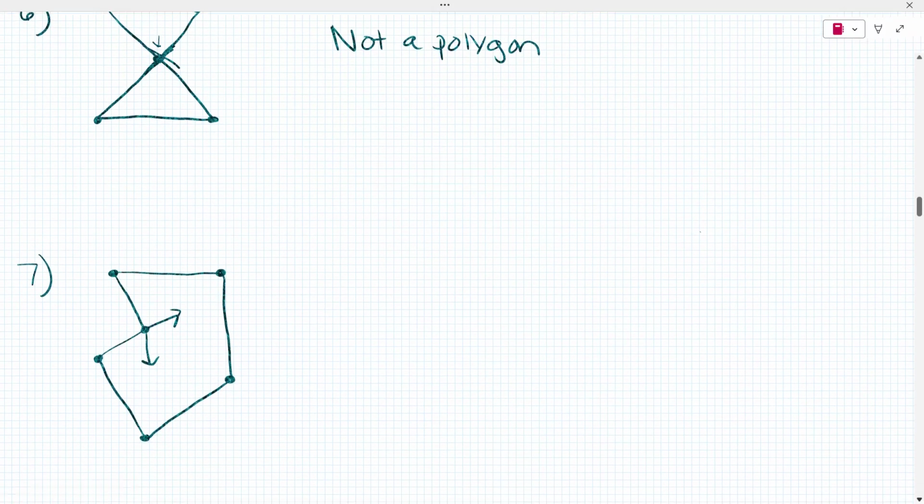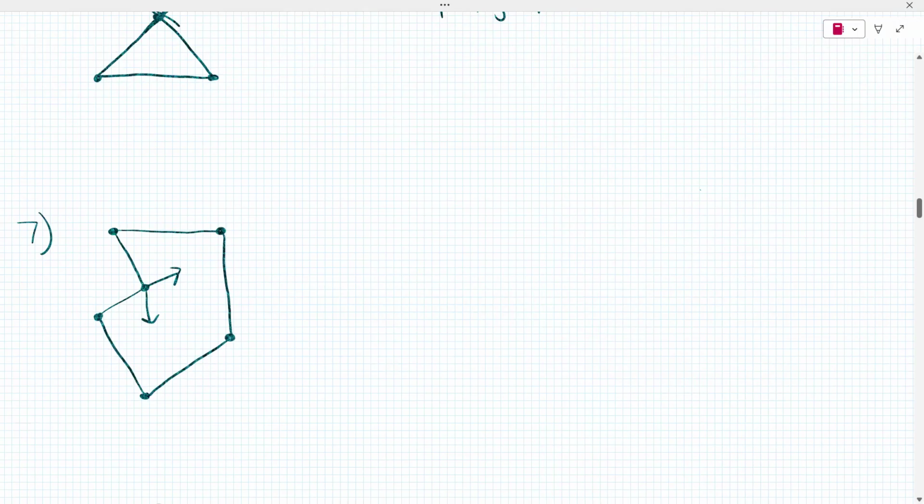What about seven? Well, seven, there's no gaps, so it's definitely closed. Is this only segments? Yes. Now, do you see any intersection? This is not considered intersecting, right? Right. So this is definitely a polygon. And is this convex or concave? We look at the arrows. They are definitely inside, so it is definitely concave.